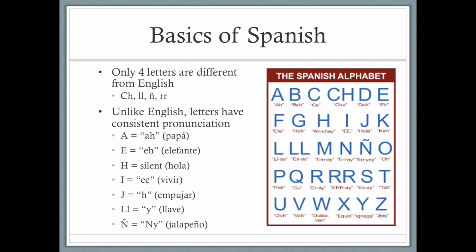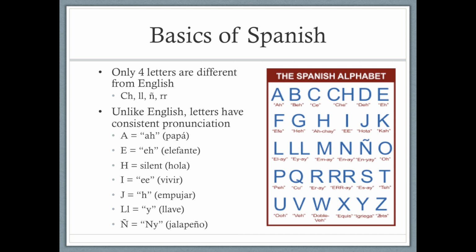I's are pronounced like E, as in vivir. J's are pronounced very similar to the English H sound, as in empujar. The double L is pronounced with the Y sound, as in llave, and the ñ has the ñ sound, as in jalapeño.